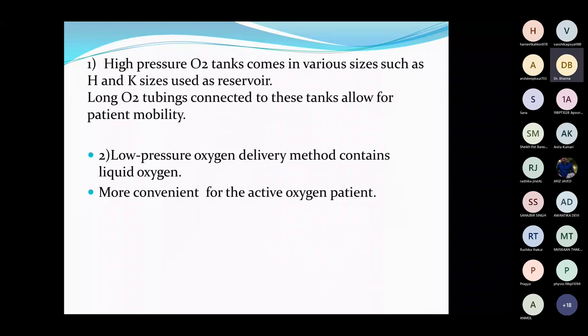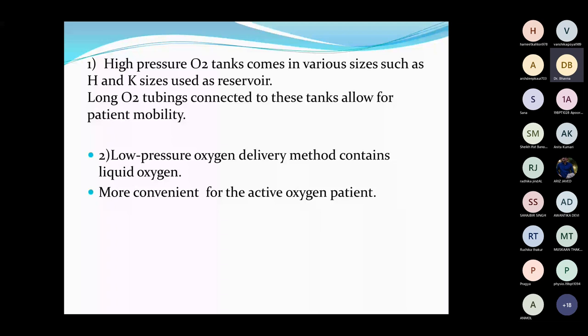In high pressures, the oxygen tanks come in various sizes, such as HK sizes, which are used as a reservoir. Reservoir is the term we use in oxygen, where the oxygen is always present, okay? So long oxygen tubing is connected with these tanks, because the size of the tubing also varies with the pressure, right?